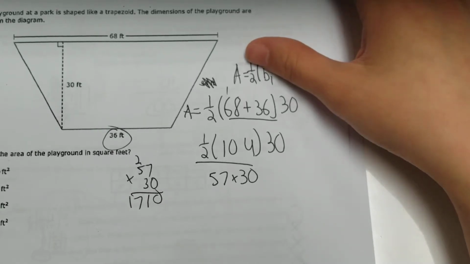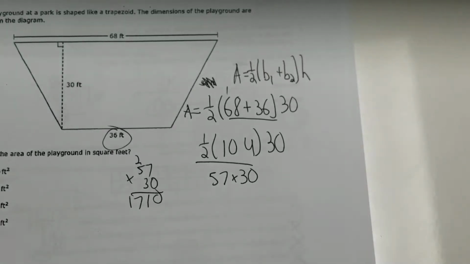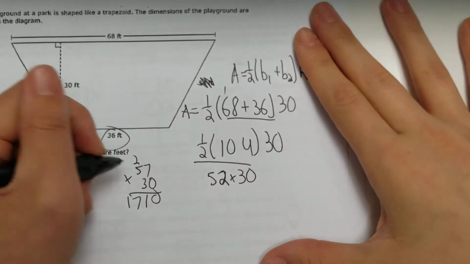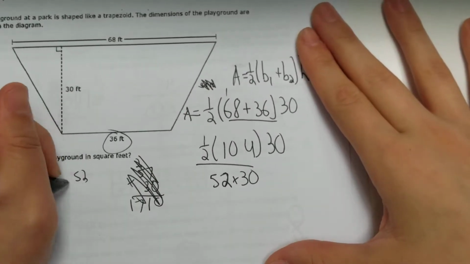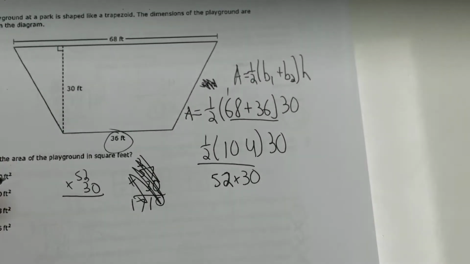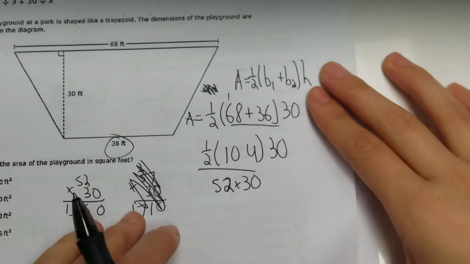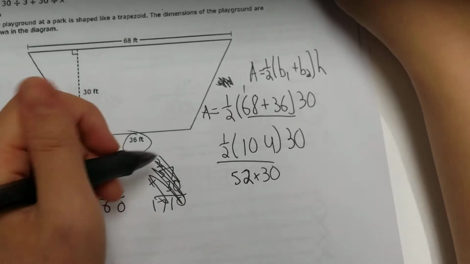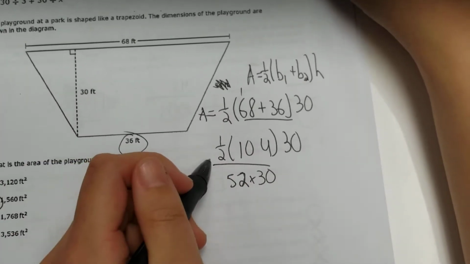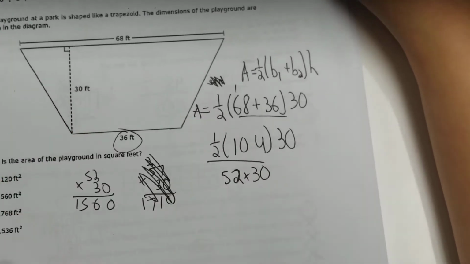I messed up somewhere. Oh my gosh. Oh, I'm sorry. It was 52. Hello, Julian from the North. And so we have, it's okay. And so we have B as our answer. Because 104 divided by 2 is not 57, it's 52.